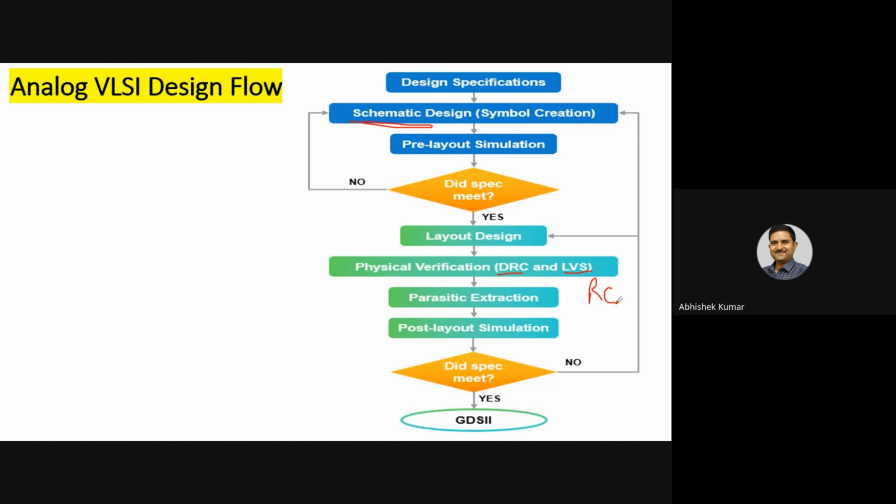Afterwards, again we have to go for simulation, called post layout simulation, to check whether our design is able to work with parasitics or not. If yes, then we can go for the GDS2 file, the graphic data system, second version. If no, again go back to symbol creation.